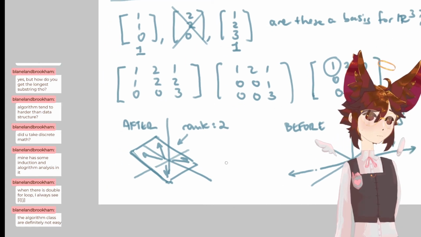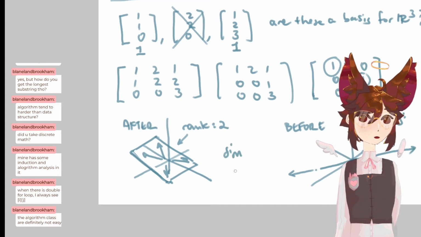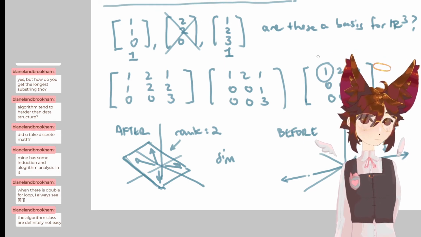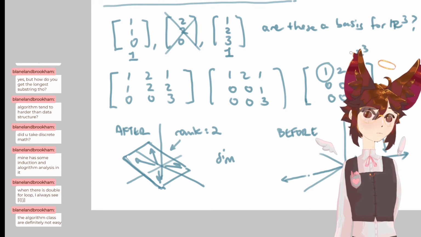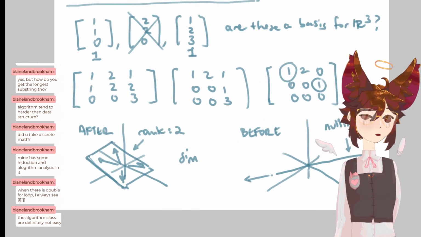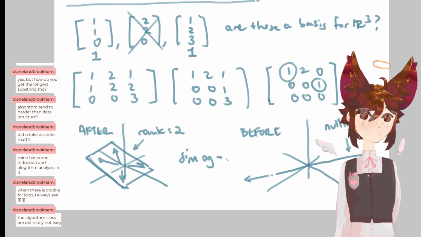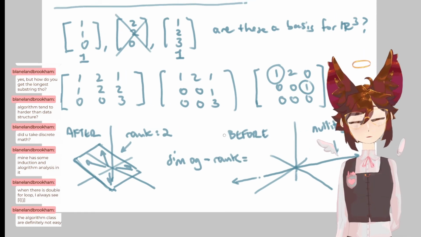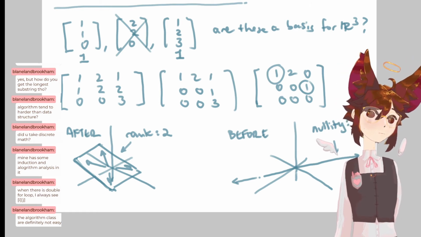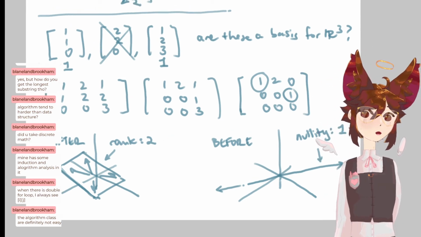And the theorem is that the dimension of the original whole space, the R3, because our matrix is in R3, defined by the columns. I forgot to mention that, there are 3 columns that we've defined. The dimension of the original space minus the rank equals the nullity. So we have 3 minus 2 equals 1. That's how we know our null space is going to be a line.